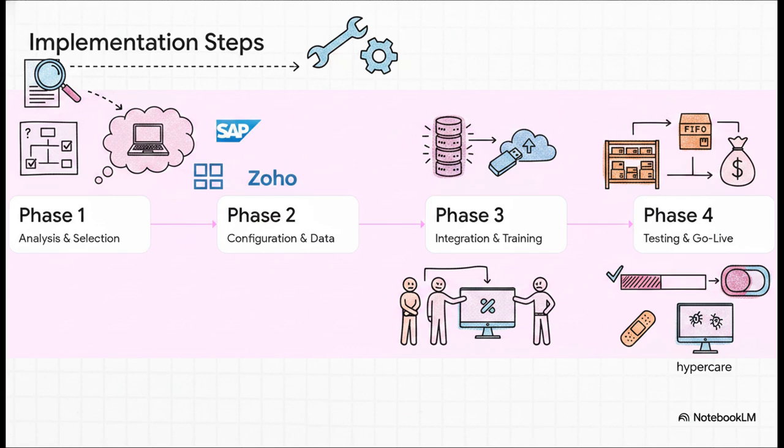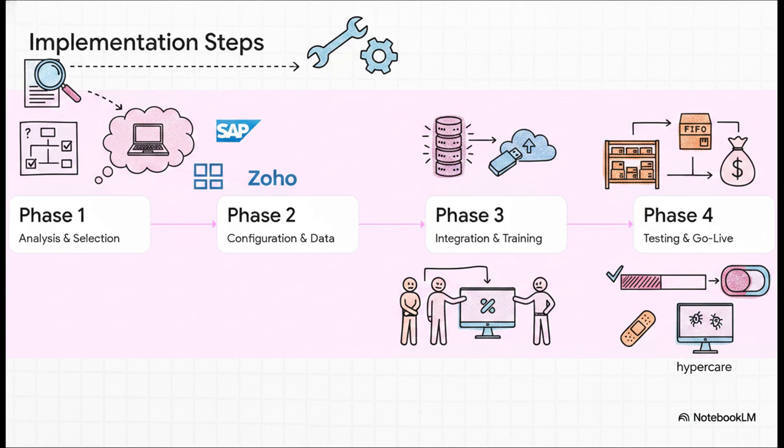Because of those exact challenges, companies have to follow a rigorous implementation process. Your source material lists 8 steps, but to make this easier to memorize for the exam, let's synthesize them into 4 logical, chronological phases. Phase 1 is analysis and selection. This is understanding the business needs and picking the right software, whether that's a massive SAP deployment for an enterprise or Zoho for a small business.